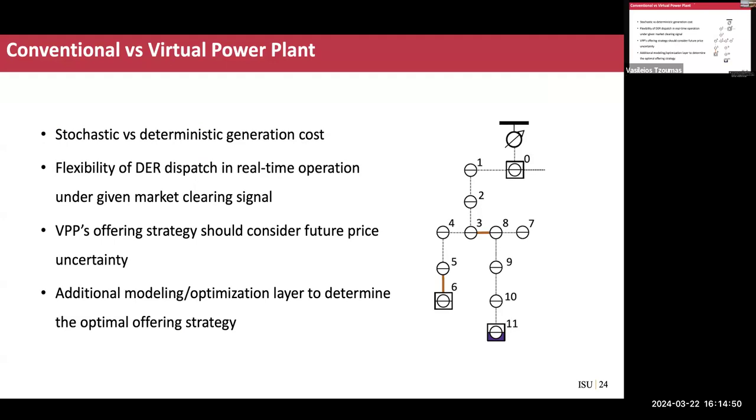And also, like I mentioned, for different offering strategies you should consider future price uncertainties when you do, for instance, energy arbitrage, right? You could charge when the price is low and discharge when the price is high. So when you do the power offering strategy, you should also consider the future price uncertainty. And there's an additional layer of modeling and optimization to determine the optimal offering strategy for a virtual power plant.